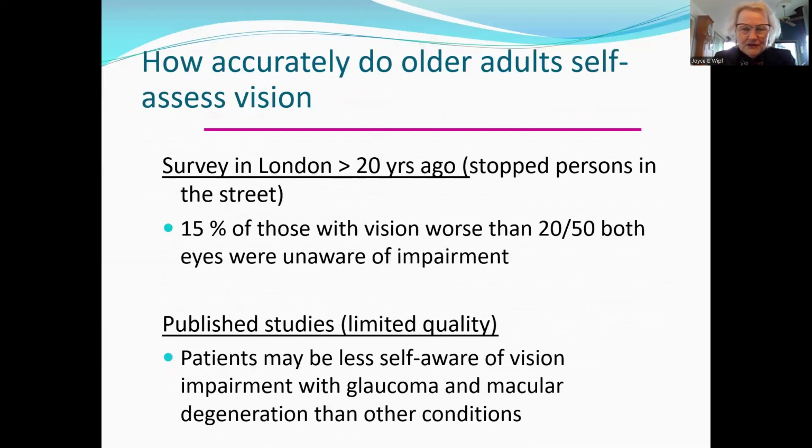So, how accurately do older adults self-assess vision? A survey in London over 20 years ago, stopping persons in the street, found 15% of those with vision worse than 20/50, both eyes, were unaware they had impairment. And then published studies, which aren't the greatest quality, suggest patients may be less self-aware of vision impairment with glaucoma and macular degeneration than with other conditions.